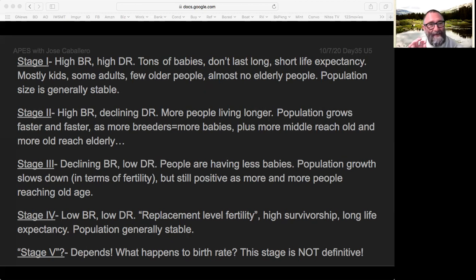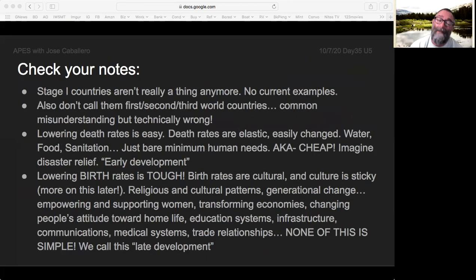A few things I need to add to your notes on the side. So get ready to go back through them. I need to add some details now. First of all, stage 1 countries, there's no current example. If I want to show you an age structure, I'll have to go back in history. Don't call them first, second, third world countries. That is common and we all understand you, but it's technically wrong. It's outdated.